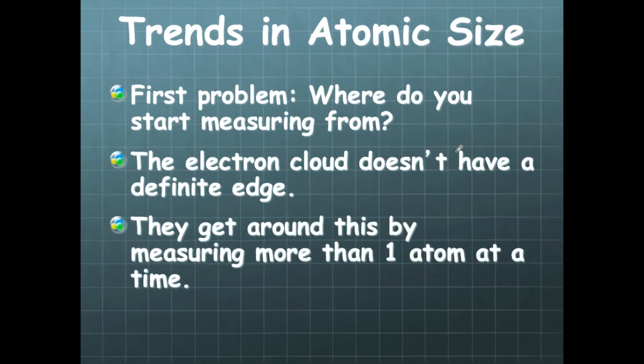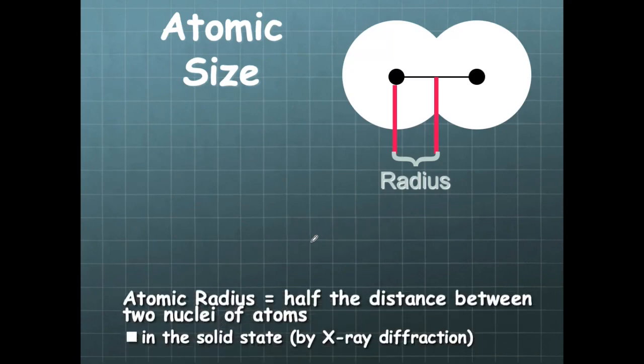So when we look at atomic size, our first problem is where do we start measuring an atom? Around the nucleus we have an electron cloud. It's very hard for us to measure the electron cloud because it does not have a definite edge. So how do we get around this problem? Well, we measure more than one atom at a time.